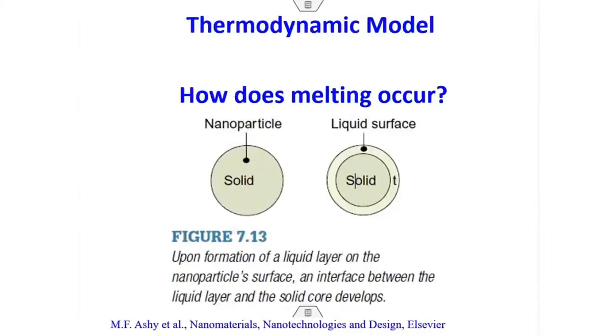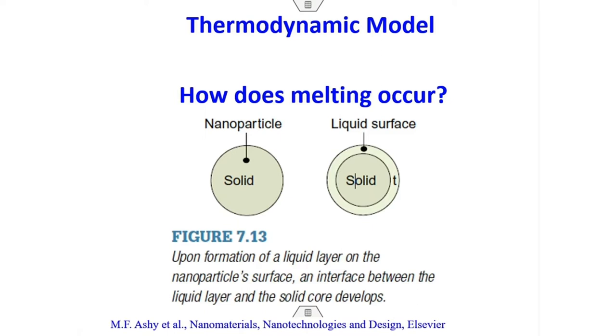For the sake of completeness, in case of melting temperature, we started with the thermodynamic model of a spherical particle which is melting down. In this process, a thin liquid layer forms on the surface of the solid, and then this liquid layer moves slowly inside the solid particle, and that's how melting happens.